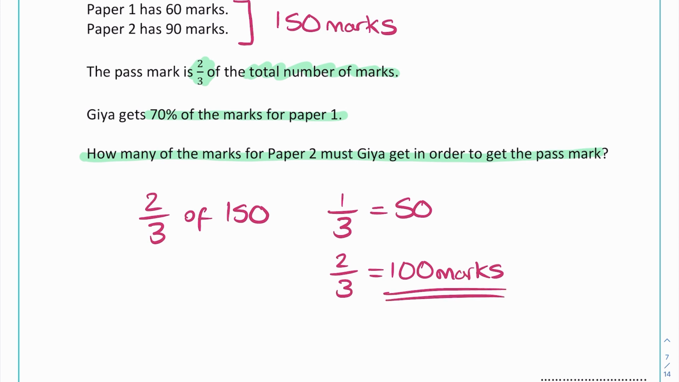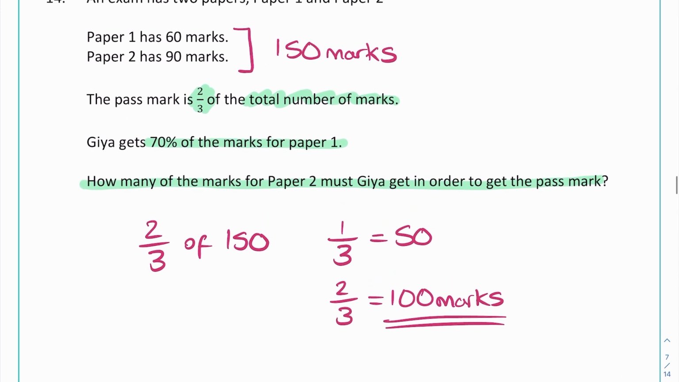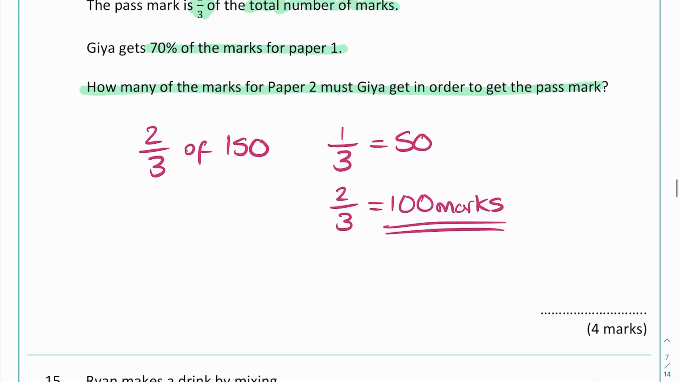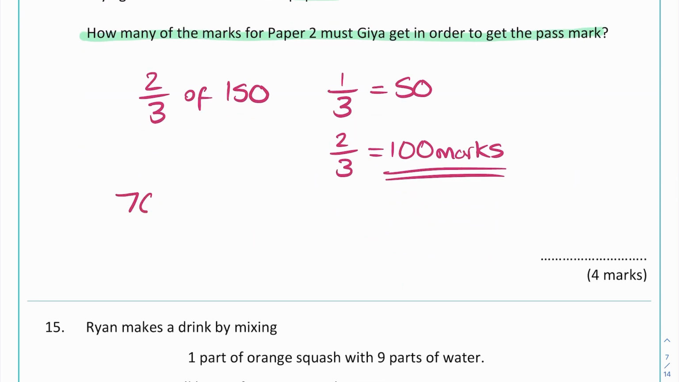It says that Gia gets 70% on the marks for paper 1. So we need to work out 70% of the paper 1. And there's 60 marks on paper 1. So let's work out 70% of 60. That's going to tell us how many marks she got on paper 1. So to do that, we'll find 10%. There are quick tricks on the calculator, but we're not going to apply any quick tricks. We're going to show all our working out to make sure we pick up as many marks as possible.